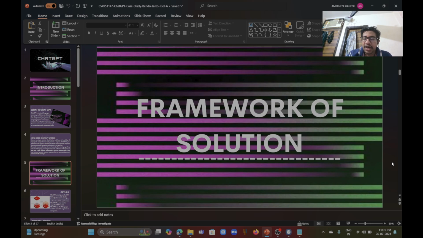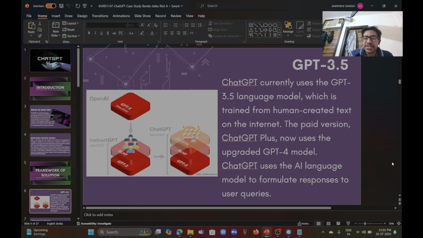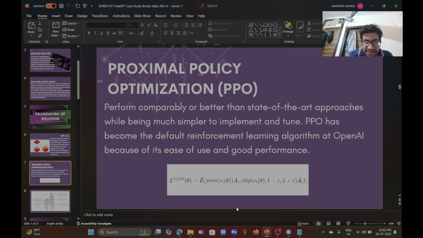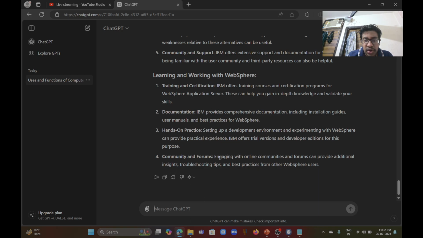Framework of the solution. This is ChatGPT 3.5, which uses a language model trained on human-created text from the internet. ChatGPT was introduced in January 2022. Then came ChatGPT safety and reliability, and the upgraded ChatGPT 4 model, which uses AI language capabilities for formulating responses to user queries. Like this, you can get responses to your queries.